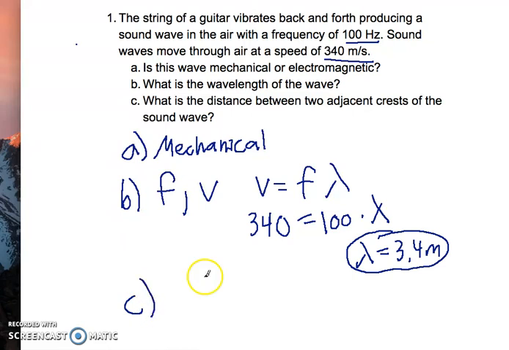And the last part, what is the distance between two adjacent crests on a sound wave? So I mean two crests that are right next to each other. That's going to be 3.4 meters because that's the definition of a wavelength. Basically, it's how long before the wave repeats itself. How long before you get another crest? How long before you get another trough?